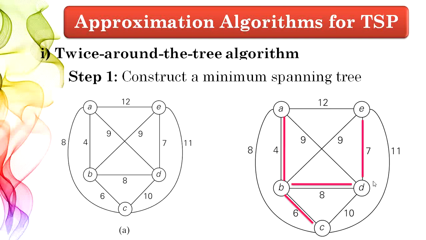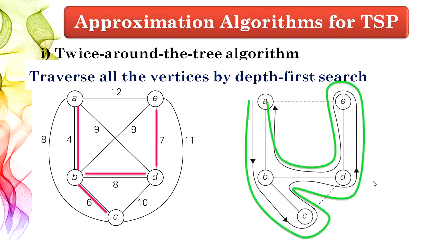So step 1 is completed. What is step 2? Traverse all the vertices by depth first search. Depth first search means again we need to start from A. According to the minimum spanning tree, you need to perform the depth first search. Start from A to B and B to C. We don't have a connection from C to D, so go back to B. From B you can reach D.